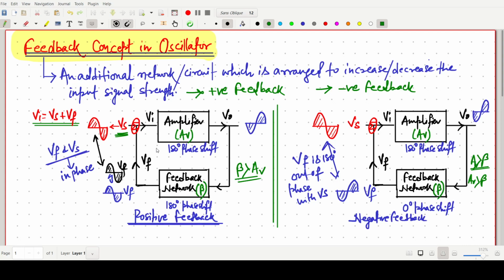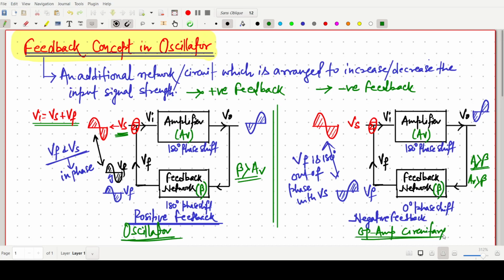Every time we have to know about the definition. In positive feedback, the input source and the output feedback will be in the same phase, and in case of negative feedback it will be different. Now I am going to define the oscillator. In case of oscillator, we are generally dealing with positive feedback. In op-amp based circuitry, we are going for negative feedback. We will discuss it later.